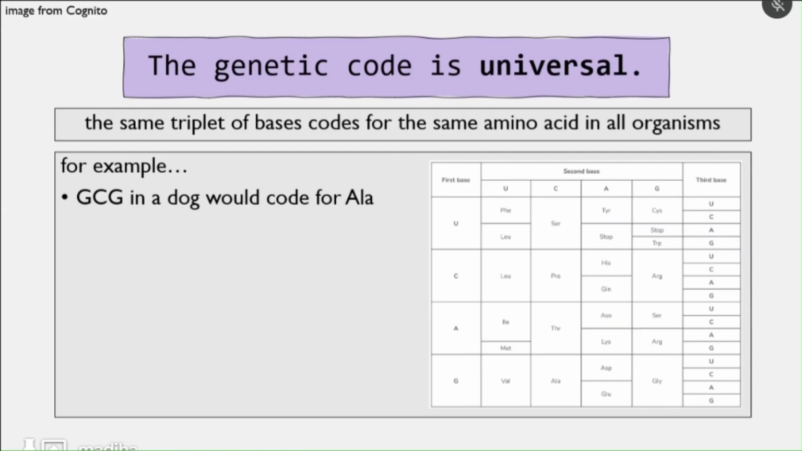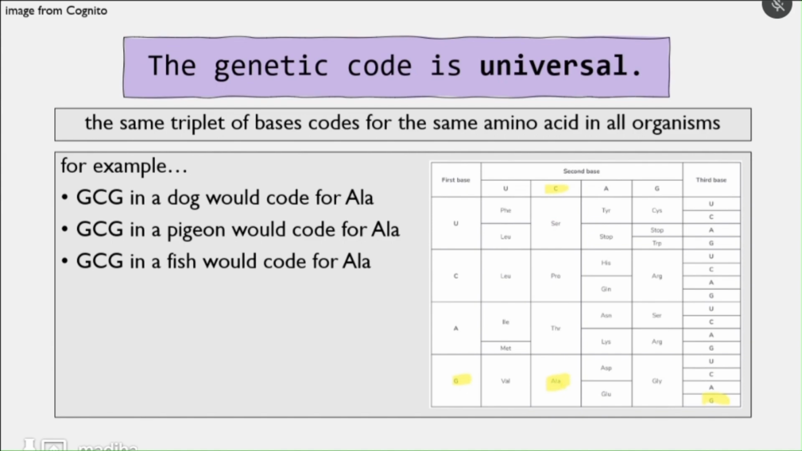So for example, GCG in a dog. If we look at GCG, as you can see, GCG would make ALA. So GCG in a dog would code for ALA. How about in a pigeon? In a pigeon, it would also code for ALA. It's the exact same thing. In a fish, it would also code for ALA. And a spider as well. In every single organism, if you've got the same triplet of bases, it will always code for the same amino acid.